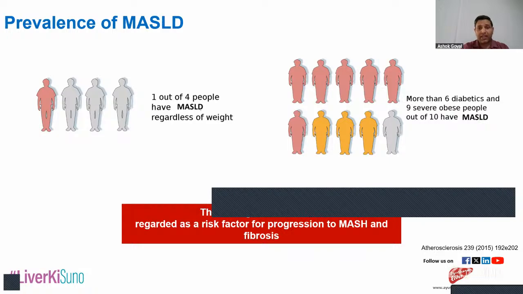It is very important. I would also like to tell one thing: this is not a disease of adults only. It affects every age group. There is a male predominance, but females are also affected, and in fact children are also affected with this disease. So regardless, there is a risk of progression to MASH and fibrosis.